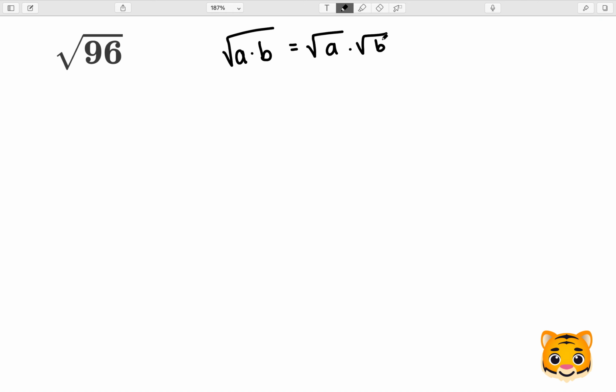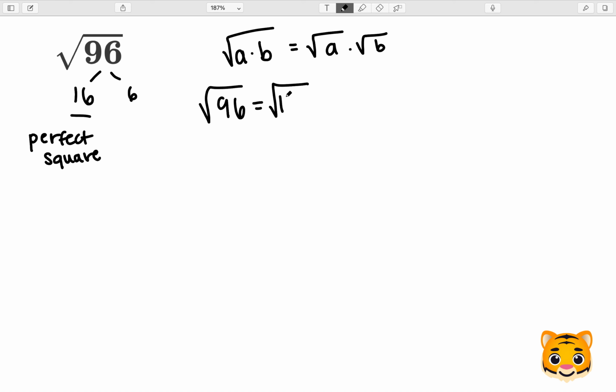Now, in order to apply this to 96, what we first need to do is think about the factors of 96. While there are many possible factors of 96, I'm going to choose to use 16 and 6 because 16 is a perfect square. Perfect squares are important to use because they will simplify our square root. Now let's take that square root of 96 and rewrite it as 16 times 6.